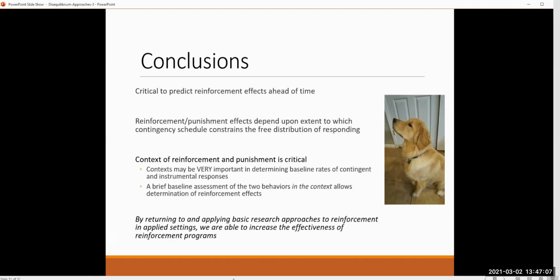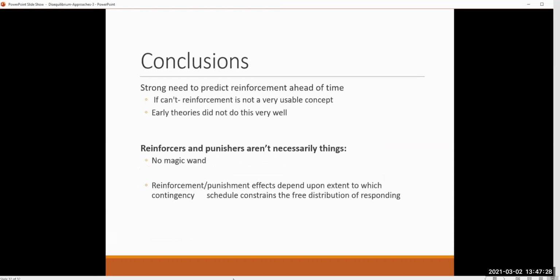And we argue that by returning to basic research, it really helps guide applied research and the use of these tools in applied settings. The lab drives applied research. Applied research tells the lab what questions to ask. And I think that is a very important interplay that we need to recognize as scientists. So again, there's a strong need to predict reinforcers ahead of time. We gotta do this, guys.